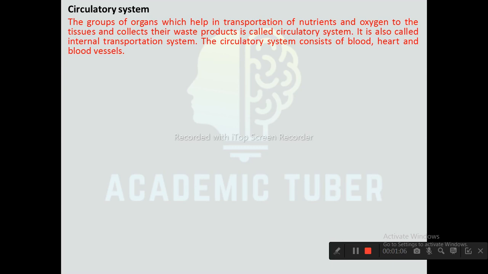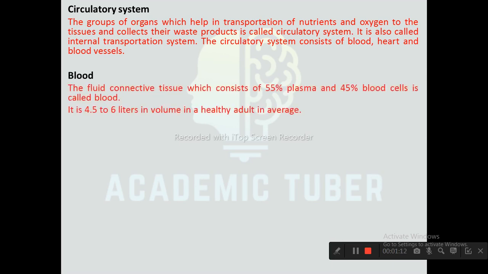The circulatory system consists of blood, heart, and blood vessels. First one is blood. The fluid connective tissue, which consists of 55% plasma and 45% blood cells, is called blood. It is 4.5 to 6 liters in volume in a healthy adult on average.